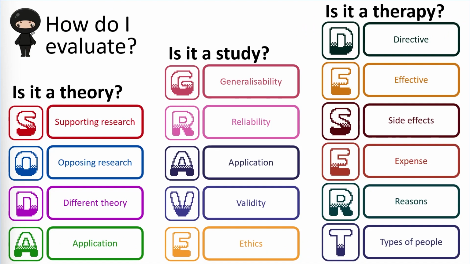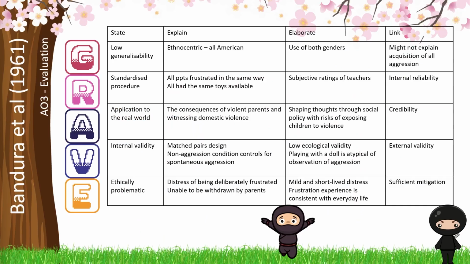So when we're evaluating, this is a study. Therefore, we're using GRAVE in order to evaluate. We want to be clear here about the impact of this on the specific aim for Bandura 1961, so we don't drift into any other of the Bandura studies.